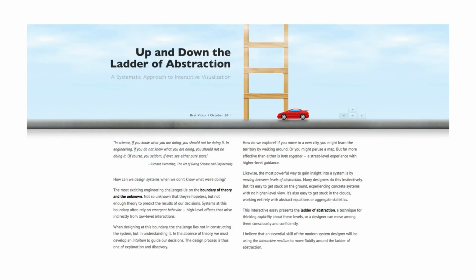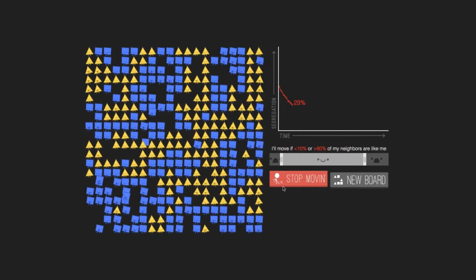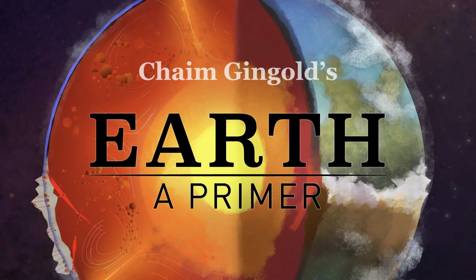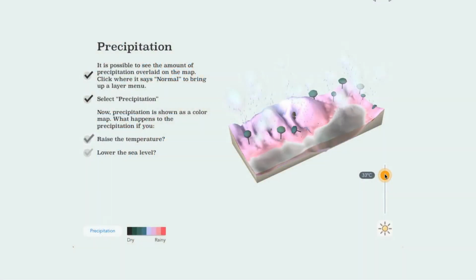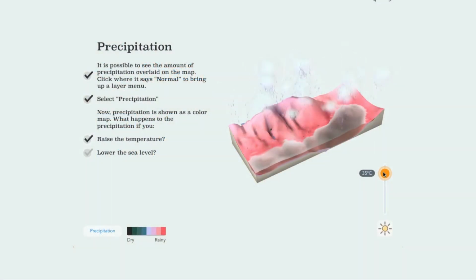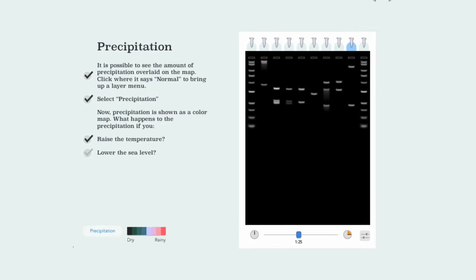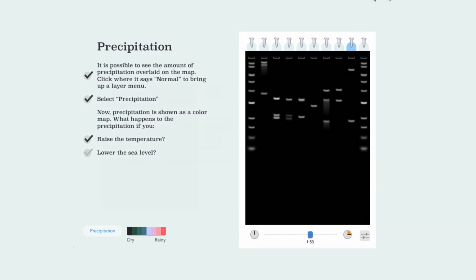We've been really inspired by Bret Victor's work in this area, and especially his essay, Up and Down the Ladder of Abstraction. We also really liked The Parable of the Polygons by Nicky Case and Vi Hart. This collaboration really got started when I first came across Earth Primer, which is an interactive geology book that Chaim created, and reached out to him. We wanted to apply these concepts to a research tool, and gel electrophoresis seemed like a great place to start.